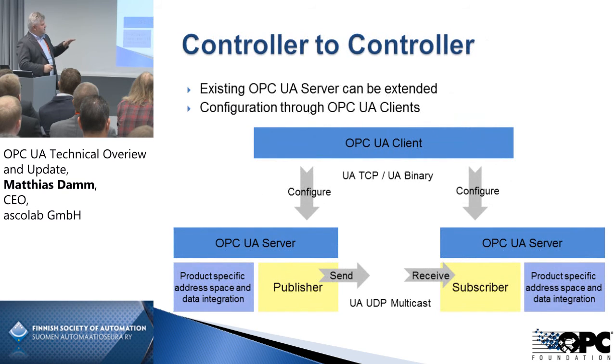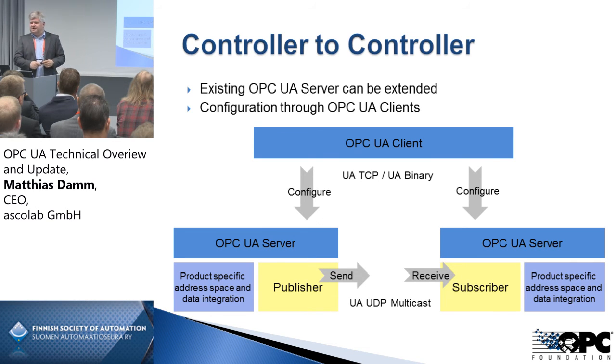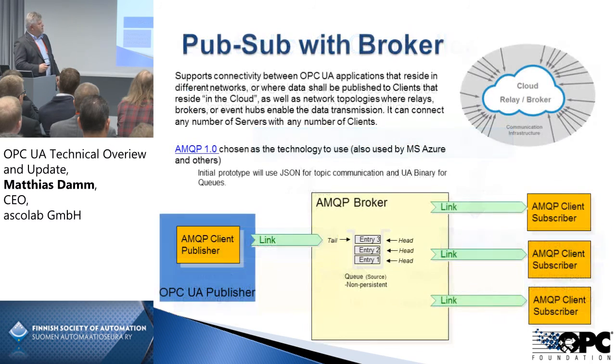And the idea is that, for controller communication, you can have a pre-configured publisher in one controller. You can have a pre-configured subscriber in another controller. So you have controller communication using UDP Multicast. But the configuration can be done by a regular OPC UA client. So you can use a configuration tool to set up the publisher and the subscriber, and then they can communicate with each other. So that's one use case, peer-to-peer communication, controller communication.